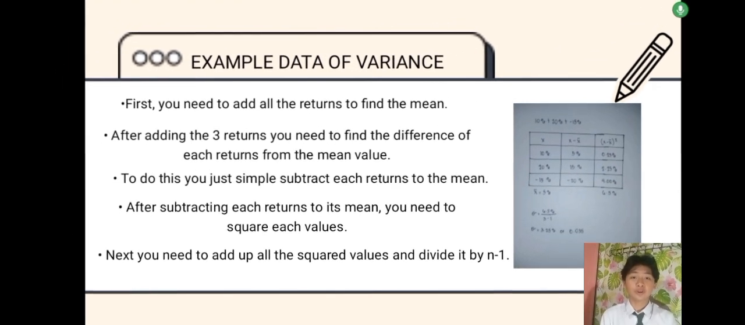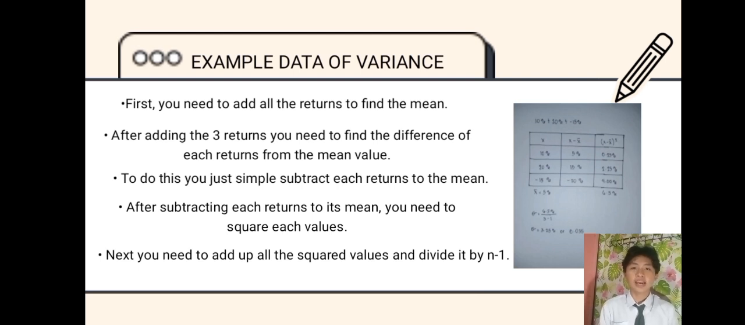This is how to solve for the variance of these three returns. First, you need to add up all the returns to find the mean. After adding the three returns, you need to find the difference of each return from the mean value. To do this, you simply subtract the mean from each return. After subtracting, you need to square each value, add all the squared values, and divide it by n minus 1.